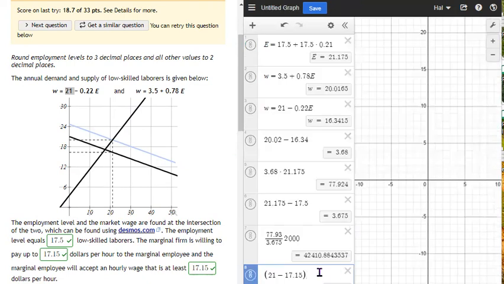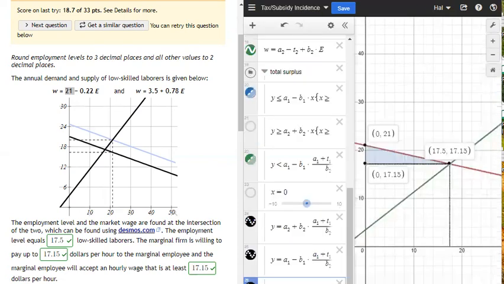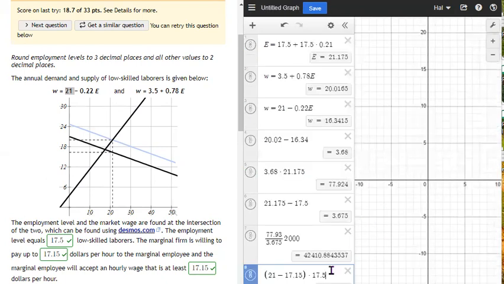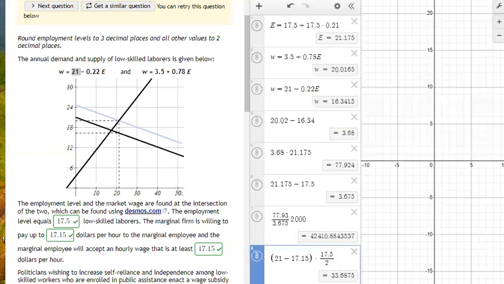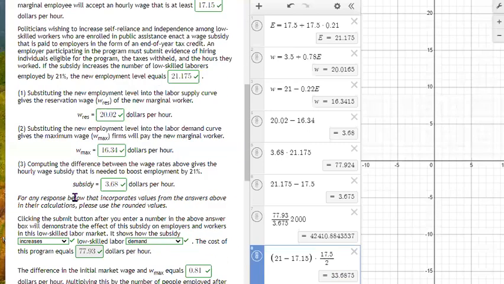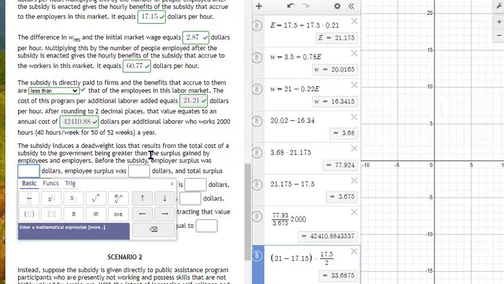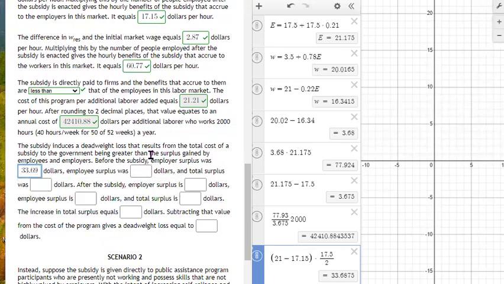So we're going to multiply the height of the triangle by the width of the triangle, which is 17.5, right? That gives us a rectangle. That would give us the area of this rectangle here, right? And the area of this triangle is half of that rectangle. So we divide that by 2 to get the original firm surplus, right? So the area of this blue triangle is 33.69. Again, that's per hour, right? Per hour.